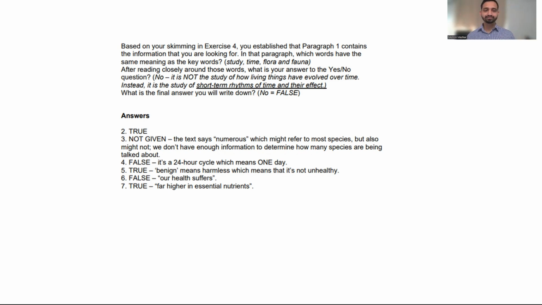So number 2 is true, right? Number 3 is not given. The text says numerous, which might refer to most species, but also might not. We don't have enough information to determine how many species are being talked about. Number 4 is false. It's a 24-hour cycle, which means 1 day. Number 5: harmless means that it's not unhealthy. And 6 is false, or health suffers. And 7 is true, far higher in essential nutrients.